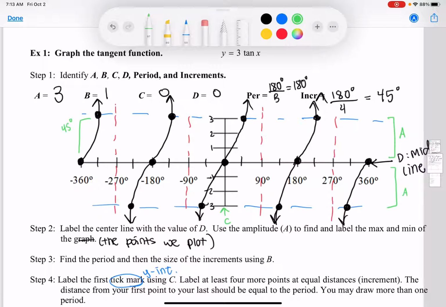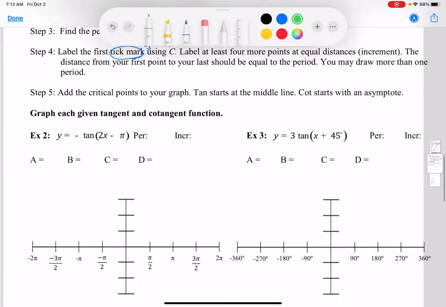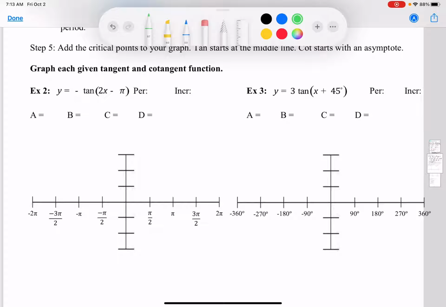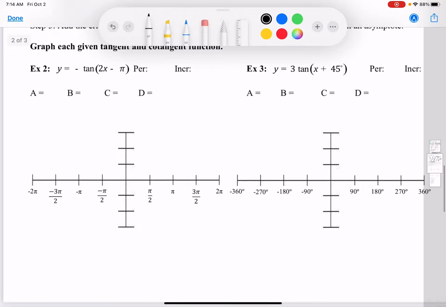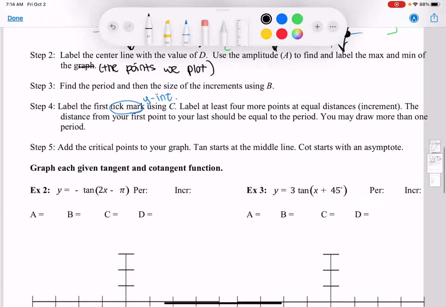All right, guys. Let's go ahead and do another example. Example 2 is actually a little more difficult in my opinion than example 3, so I'm going to do example 3 first. I'm going to save example 2 for in class because I want to do one of these cotangent ones. Okay, so same thing as before, I'd follow the steps.